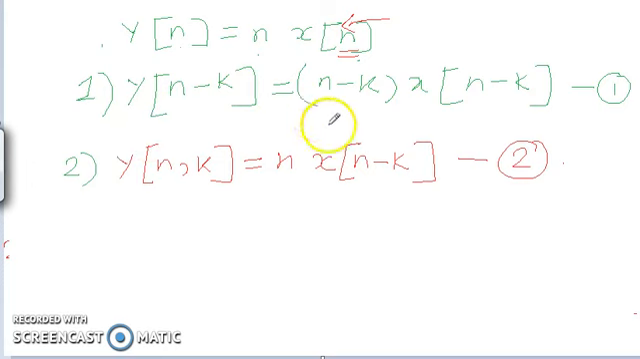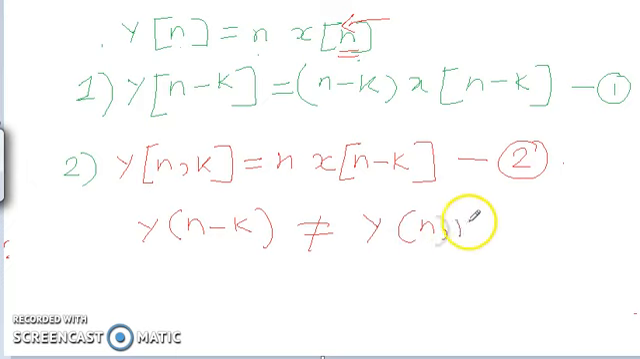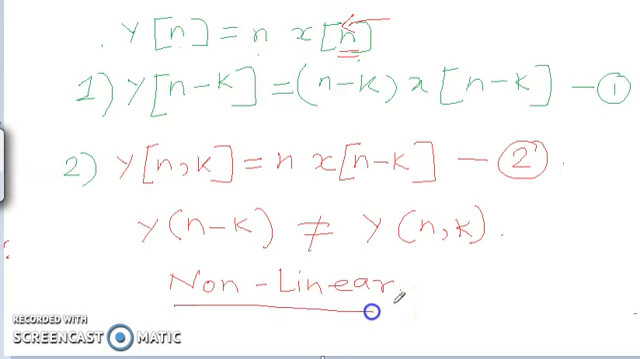But here we can see that this equation is not equal to this one. So y[n, n minus k] is not equal to y[n, k]. If they were equal, the system would be time invariant, but as both equations are not the same, the system is time variant. In this way we can test linearity and time variance of a system. Thank you.